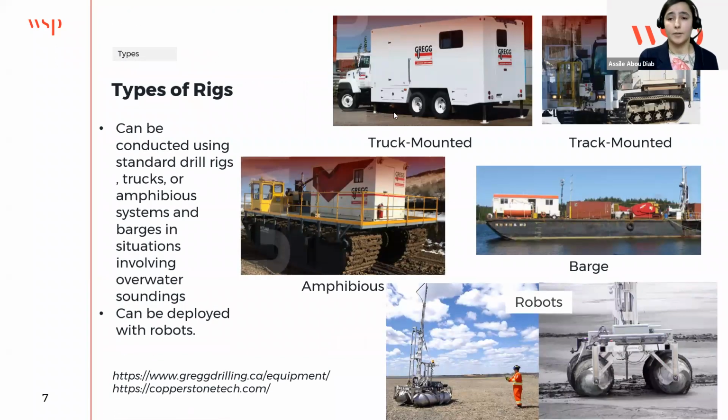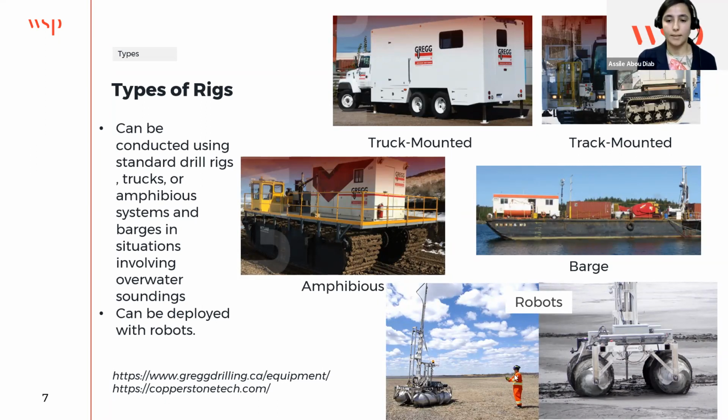A CPT can be performed from a regular truck. It can be performed from a track mounted rig, and here, at locations where we have a problem with access, a track mounted CPT would be a solution. We can perform CPT from an amphibious platform, here for applications where we have soft soils like swamps or beaches or tailings projects. In order to test from the top of the water, we can also mount our CPT on a barge. We can even have completely unmanned robots and perform our CPTs from that platform and control them remotely.